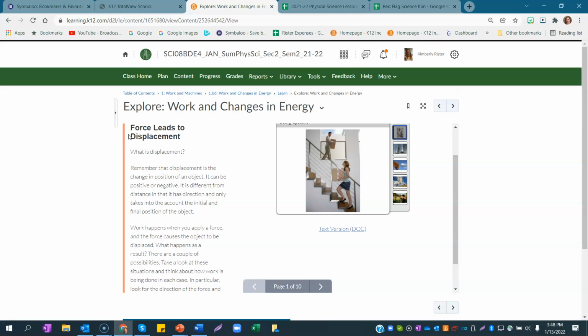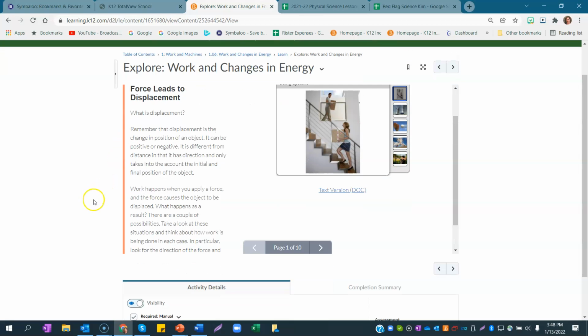And number 2 says, when does it occur? So it can be positive or negative. It is different from distance in that it has direction and only takes into account the initial and final position of the object. So we're thinking about that. Work happens when you apply a force, and the force causes the object to be displaced.